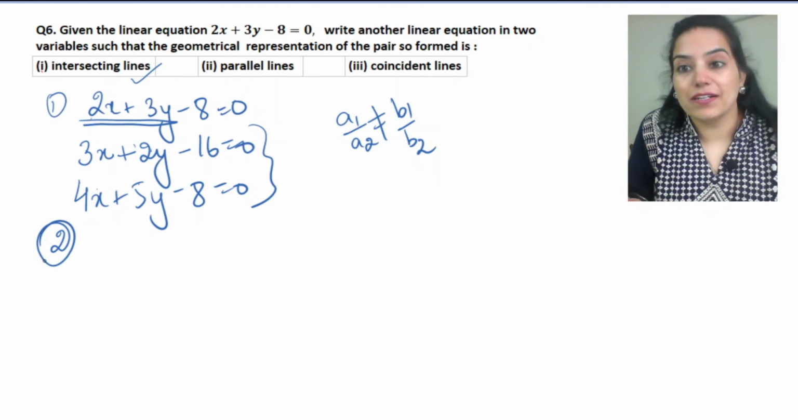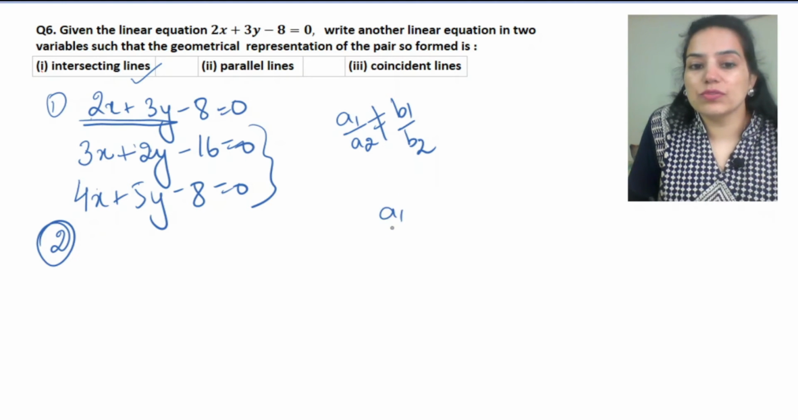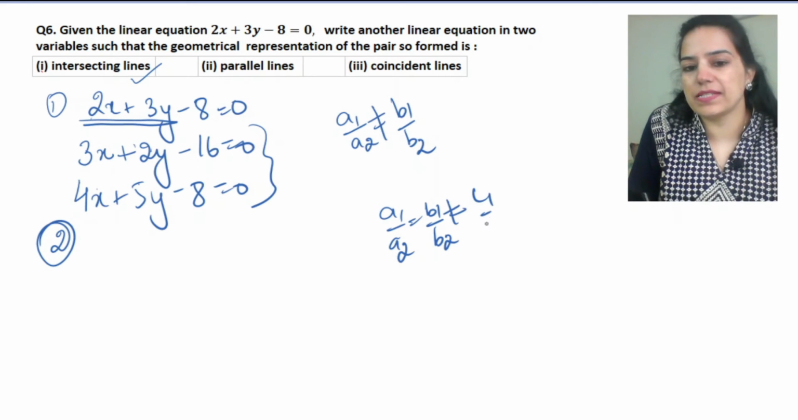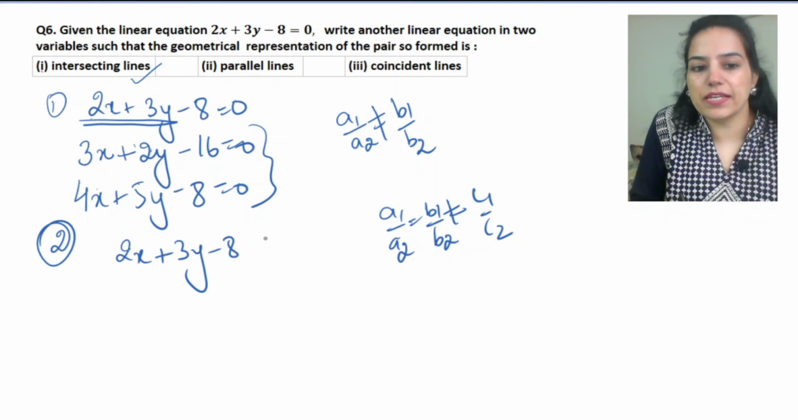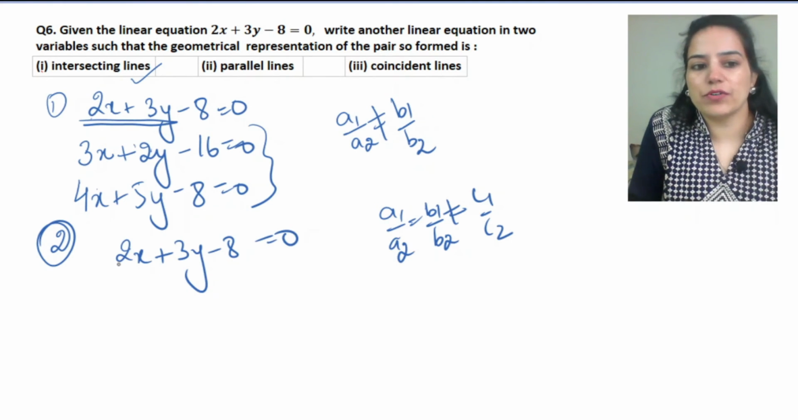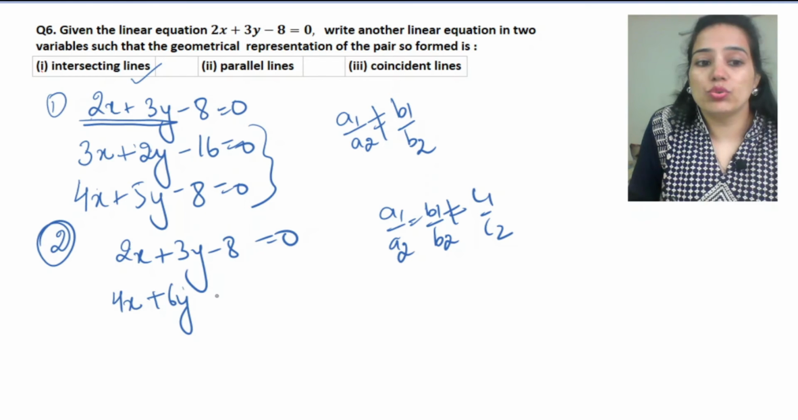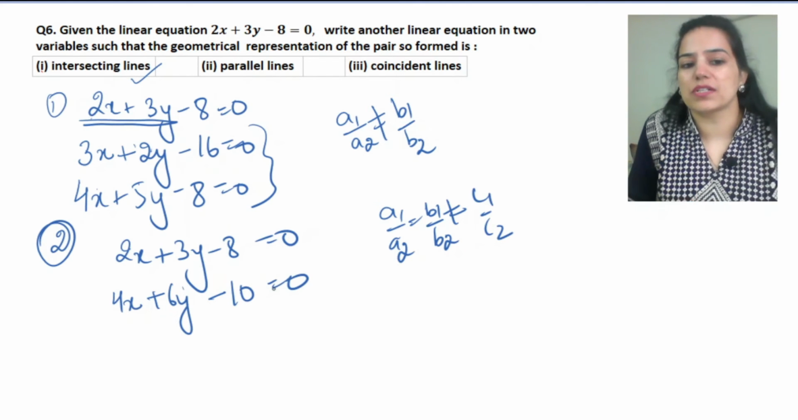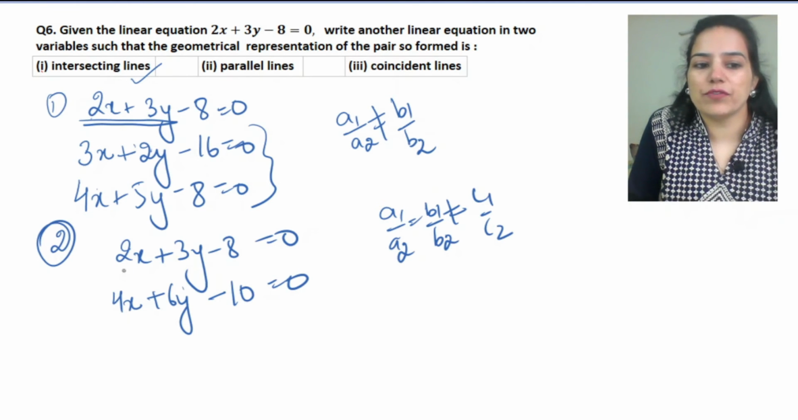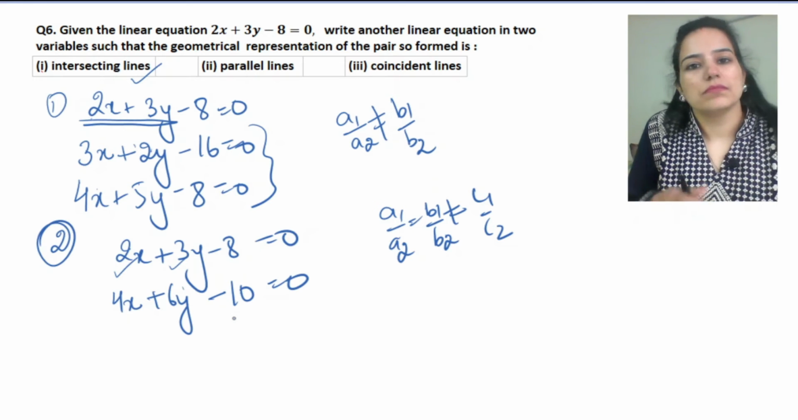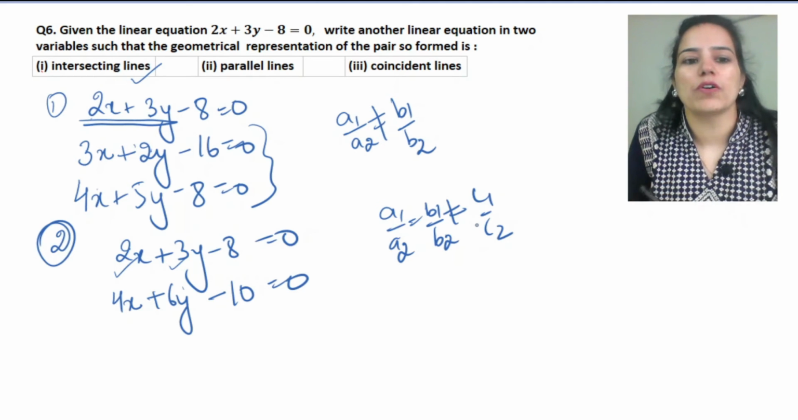The second one is parallel lines. For parallel lines, you know that the ratio should be equal for the first two, but not of C1 by C2. So if this is given to you as 2x plus 3y minus 8, what you do is keep the ratio. Ratio means if you're doubling it, like 2x becomes 4x, 3y becomes 6y, double it. But do not double the last one. Put a random constant there, right? Or you can triple or you can halve. So whatever you do the same thing for the first two, but for the third one, just do not follow that ratio. Write something else. Only then C1 and C2 will not be equal.